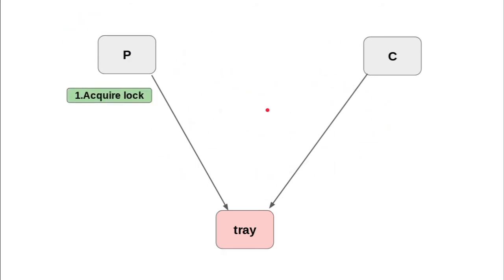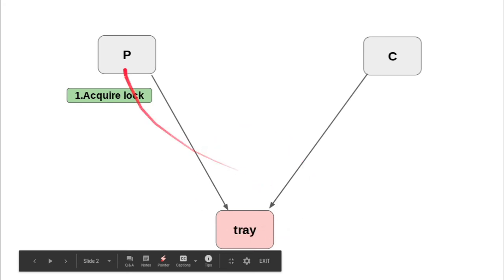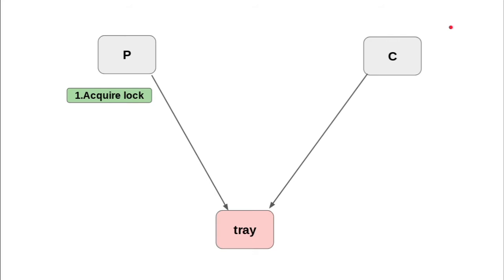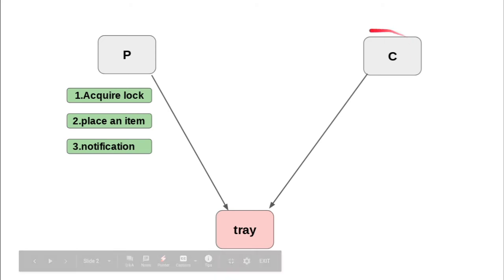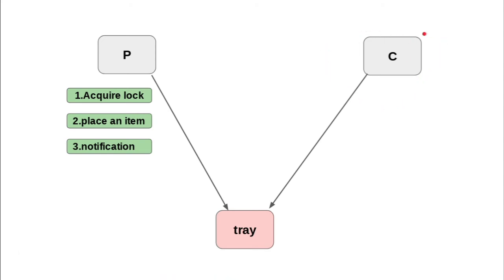The first thing is, before producing, the producer needs to acquire a lock. That means the tray needs to be locked by the producer to ensure that the consumer is not trying to access it. After that, he needs to produce an item, or place an item in the tray. After placing an item in the tray, he has to give a notification saying, "Consumer, hey, I have produced an item in the tray, please consume it."